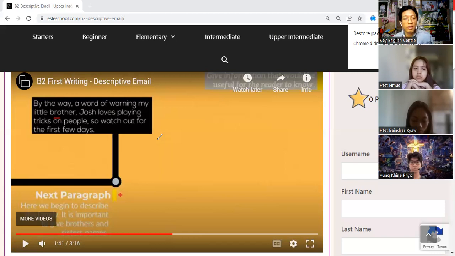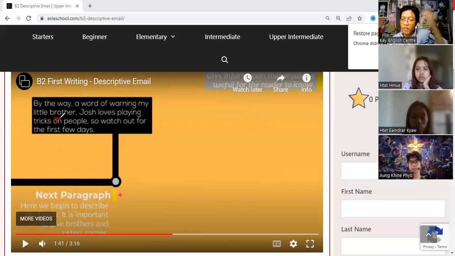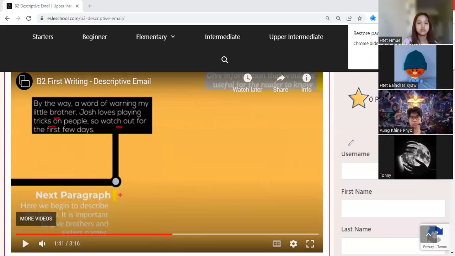Okay, by the way, brother. What is your brother like? What does he look like? His appearance? No, here it is not appearance. What is your brother like? His character, his state of mind. Here is the trick: plays tricks on people. So he is naughty. Be careful when you come. Loves playing tricks on people. So watch out for the first few days. Later, you'll be all right. So brother. Okay. How about daddy?